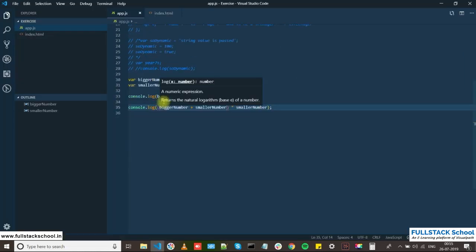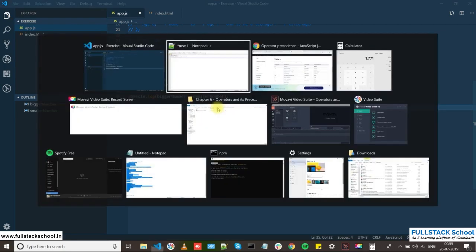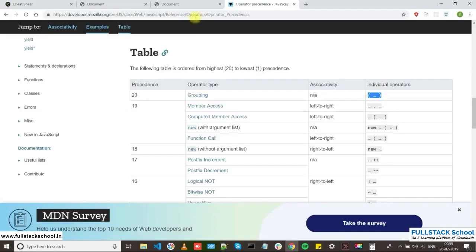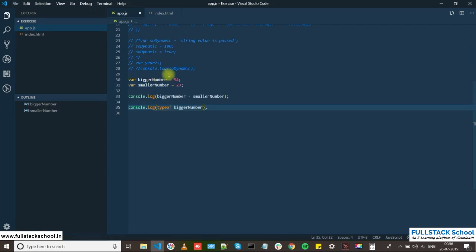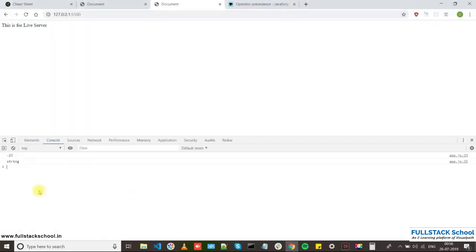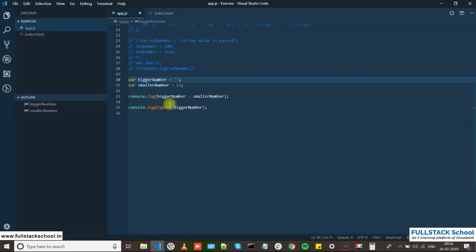Okay, one more thing. I missed adding one more operator here, which is typeof. If I do typeof bigger number, this is giving me number. So if it is a string, this is showing me string. So typeof will tell you what sort of variable you have created, I mean what value is assigned to that variable.